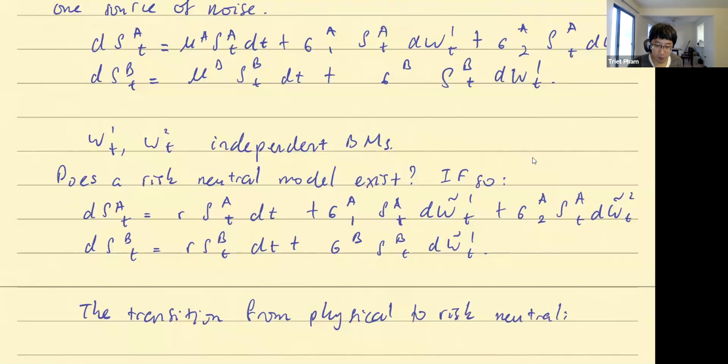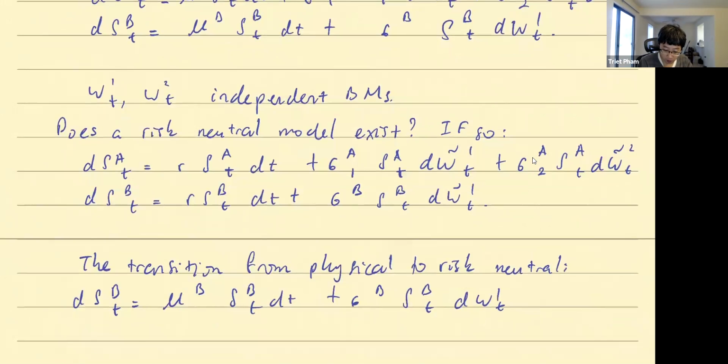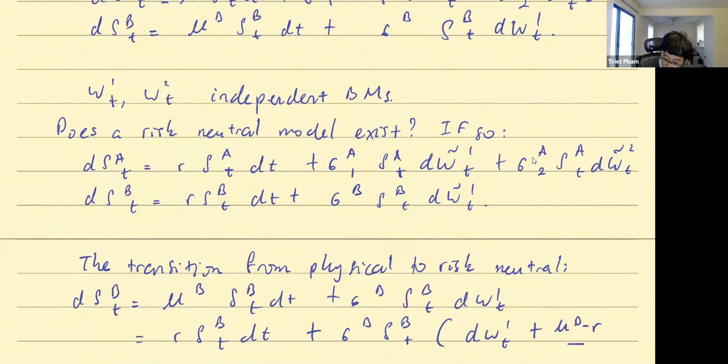Okay, let's take the B one first because B only has one source of noise. It's easier and it's clearer. In general, you will see you have a system of equations to solve. But here, if I start out with the physical model, and I want the rate of return to really be r, then that means I must subtract r. In other words, I must have this.